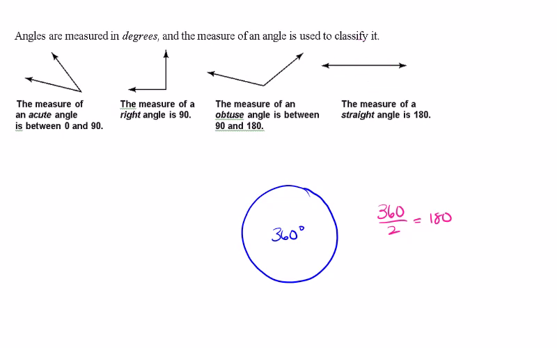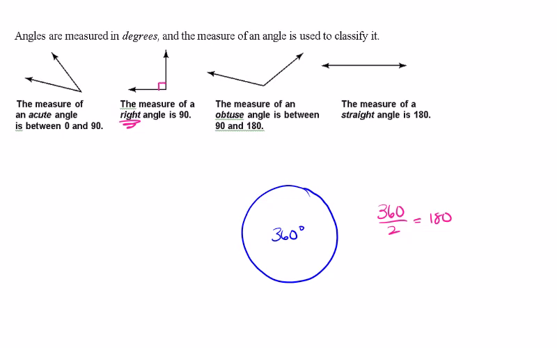Then we have different classifications for our angles. If I cut 180 degrees in half, I end up with a right angle, and this is the symbol for right angles, the little box there. That would be half of 180, which is 90. So that's a right angle.